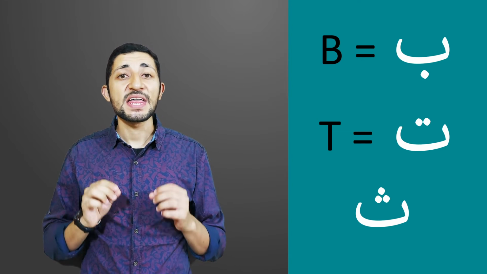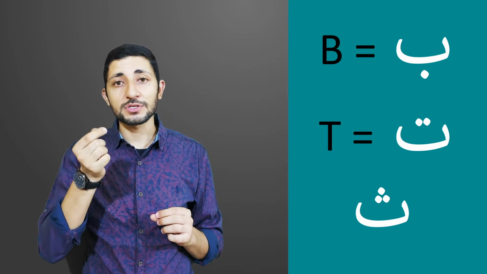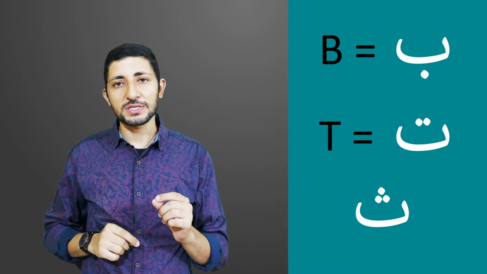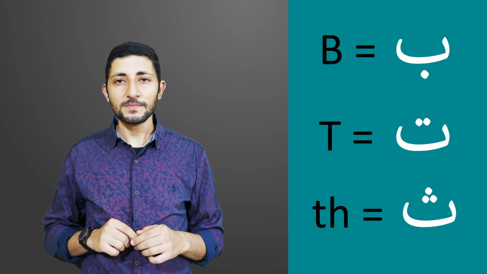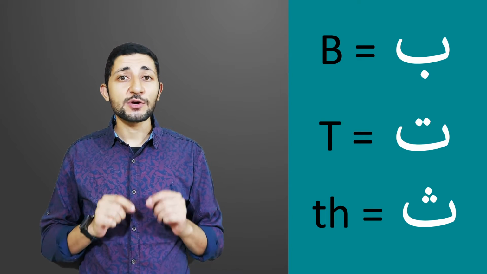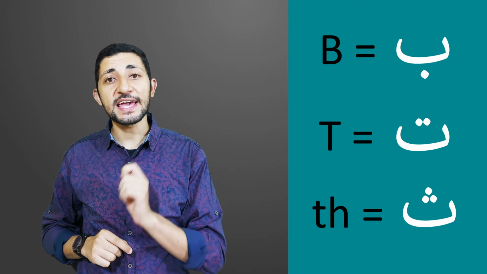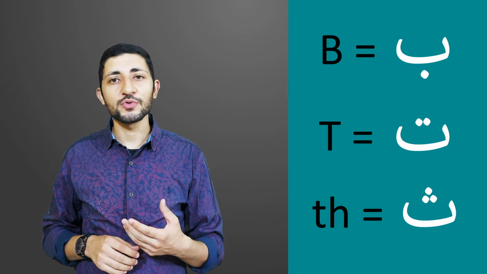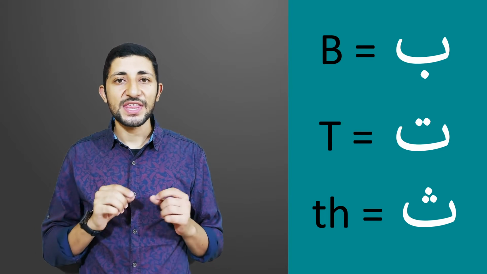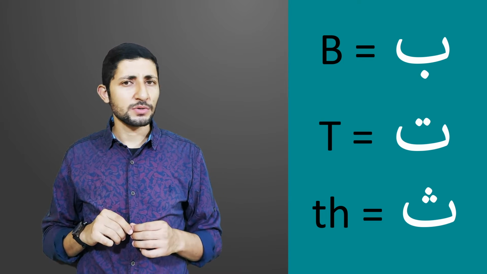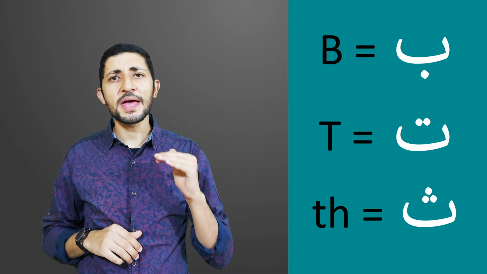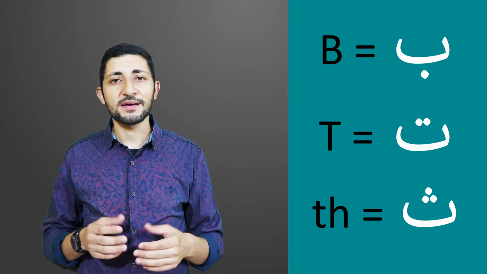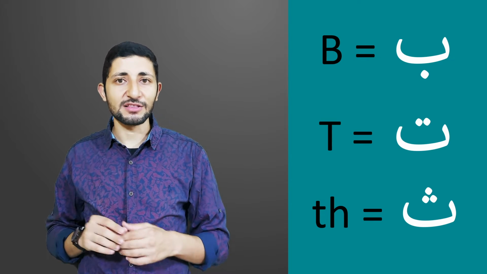We pronounce it "the", with my tongue out. This one is equivalent to the unvoiced English TH sound, like in the verb "thank you", or the number 3. So this group is very easy. The first one, B, the second, T, and the third one, Th. And all of them have equivalents in English.